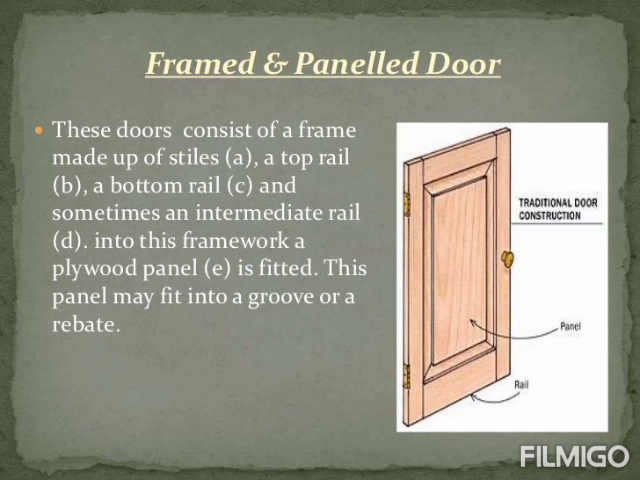Framed and panelled door. In the diagram, we can see a framed and a panelled door. These doors basically consist of a frame made of stiles, a top rail, a bottom rail, and sometimes an intermediate rail. Into this framework, a plywood panel is fitted. This panel may fit into a groove or a rivet.